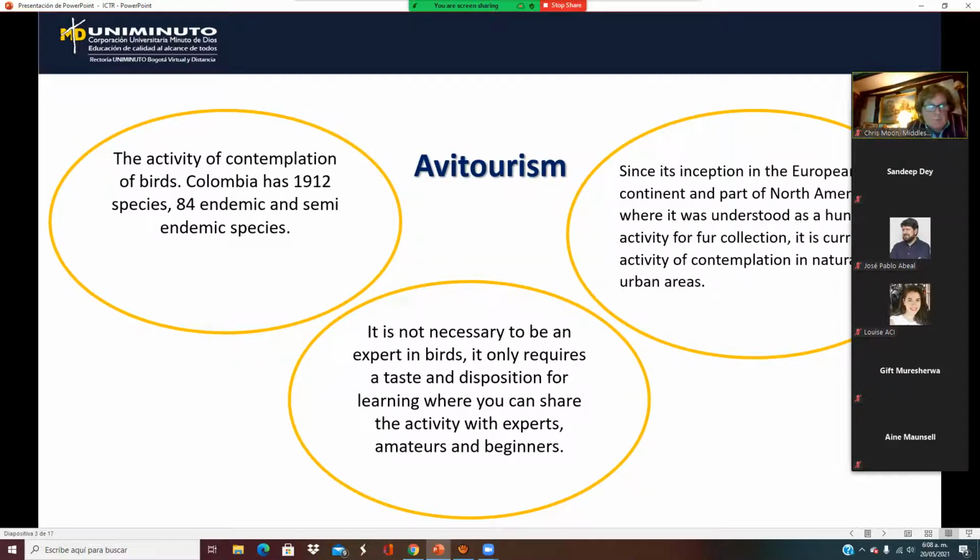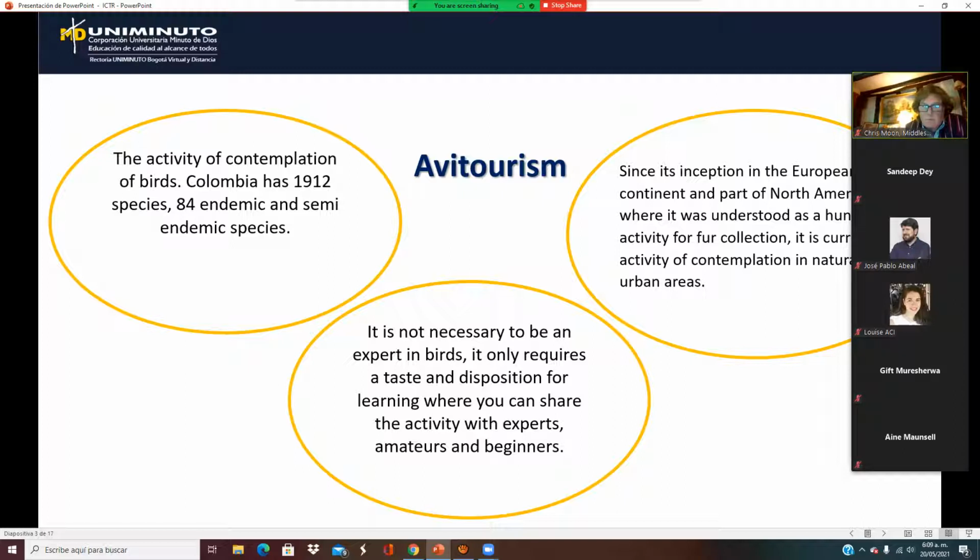So why Avitourism? Avitourism is pretty important because Colombia has the largest list of species in the world. For example, Colombia has more than 1,900 kinds of birds, and we have 84 endemic and semi-endemic species. Endemic in bird watching means that there are around 80 birds that you can only see in Colombia. This is pretty important because a lot of tourists travel, for example, from Europe and North America to Colombia only to see this kind of species.